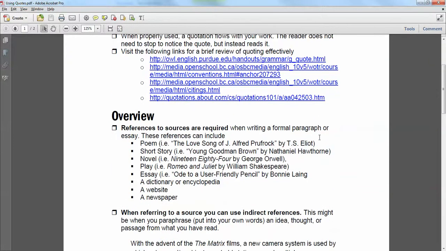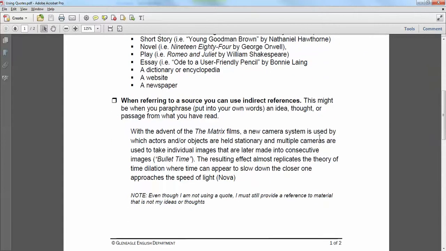So in terms of when you're citing from a source, you have the ability to do what's called indirect reference. This is where you're not quoting directly from the source, but you're referring to something that happens in the source. So for example, here, where I'm talking about the advent of the Matrix films, a new camera system is used by which actors and or objects are held stationary and multiple cameras are used to take individual images that are later made into consecutive images. And this is from an article called Bullet Time.